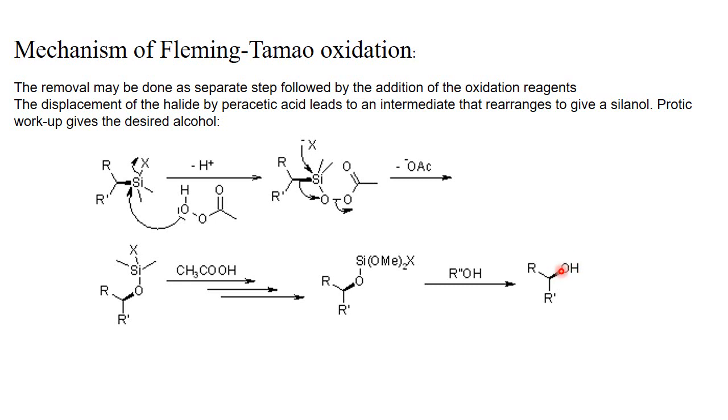The alkyl group, the major part of the group which is bonded with the silicon, moves toward oxygen, and the acetate group is removed as the leaving group. So we have this type of intermediate. Upon acidification, this intermediate is converted to the chiral alcohol. So what happened? The position of the silicon is replaced with the hydroxyl group. So we can say silicon is used as a masked hydroxyl group.